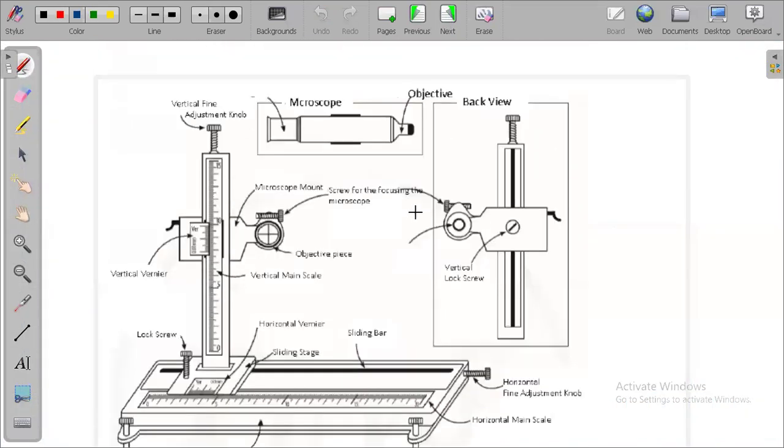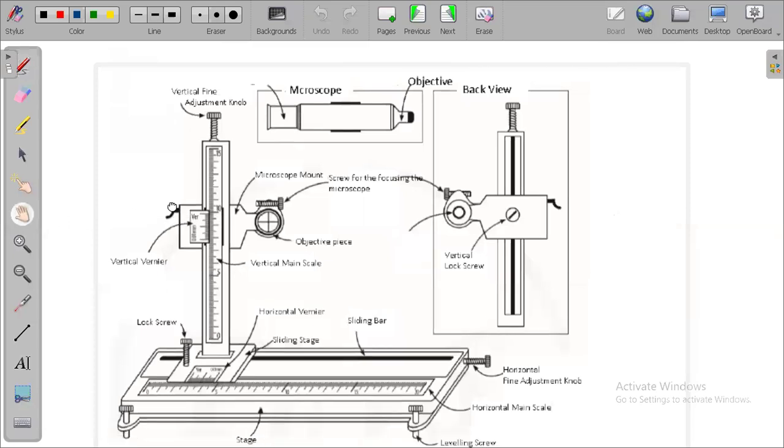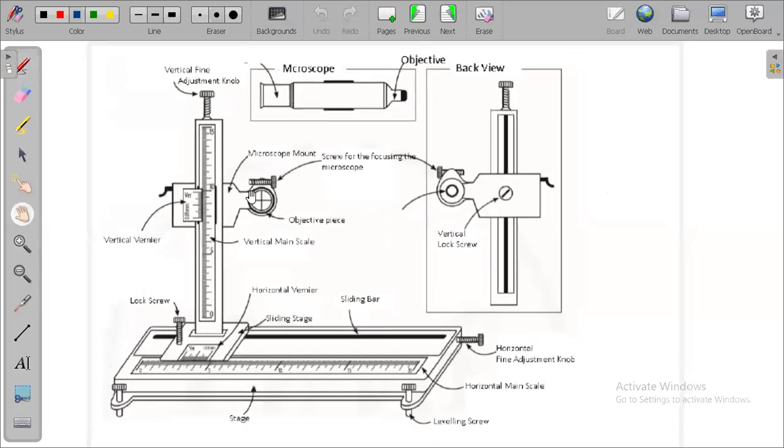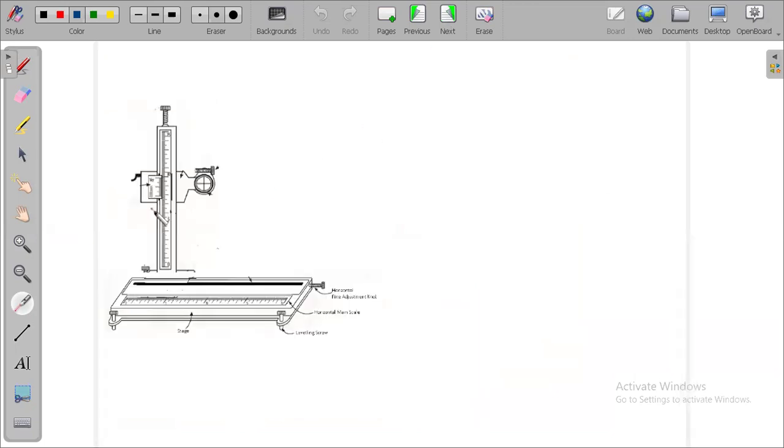The traveling microscope has these particular points to consider. It consists of a certain stage. The stage is attached with leveling screws. Using the leveling screws, firstly, you have to make it vertically balanced and horizontally balanced using a spirit level, right? There is a horizontal main scale and a horizontal vernier scale. This entire sliding stage, I will show you how you can do it.